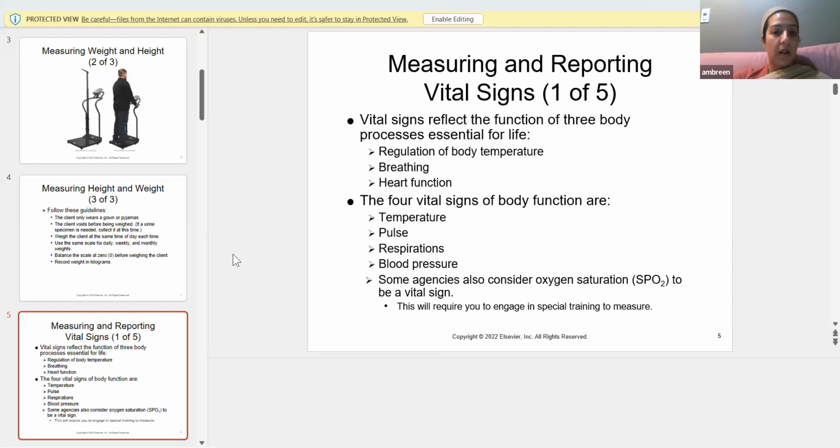Temperature, pulse, respiration, blood pressure. Some agencies also consider oxygen saturation, which is SpO2, to be a vital sign. Yes, that is also a vital sign. We need to know the saturation of a client.